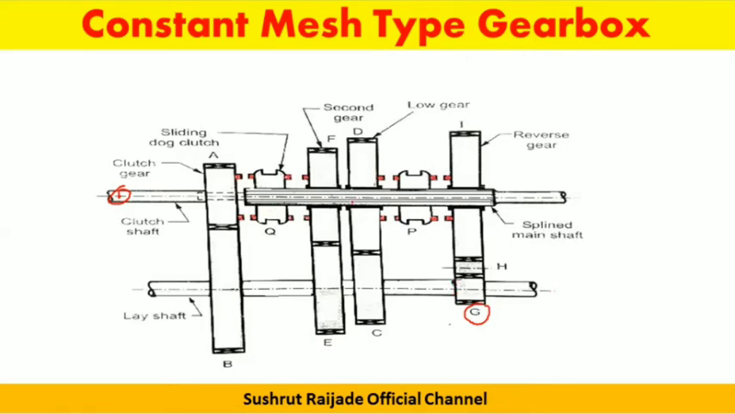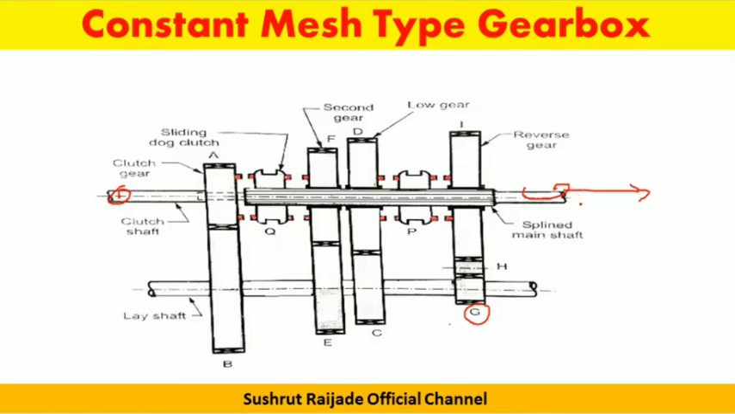Now the main shaft. It is the output shaft of the gearbox. It has splines cut across its length to accommodate axial movement of sliding dog clutches. It provides the axial movement of these dog clutches. Okay, so its outer end is connected to the propeller shaft through the universal joint.